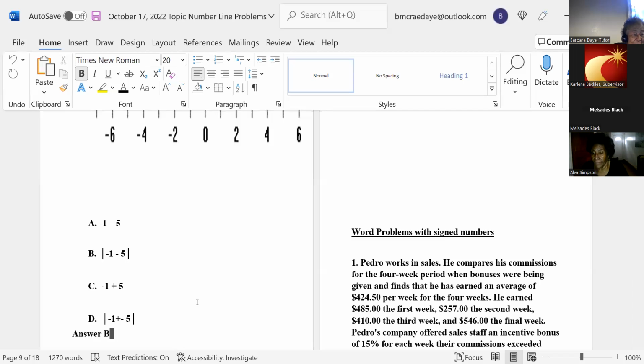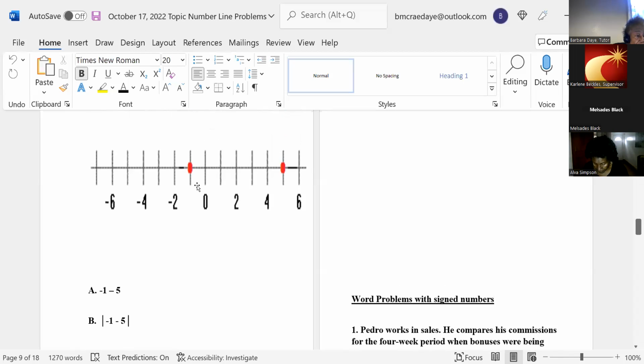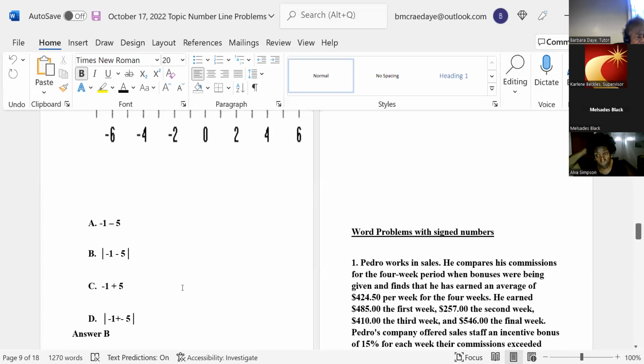Did everybody follow? First of all, you look at these 2 red dots and count your spaces: 1, 2, 3, 4, 5, 6. So you move 6 places. Now you look at your answers and say, which one of these will give me a 6? -1 and -5 give you a -6, no good. The absolute value of -1 minus 5 gives you -6, which gives you a 6. That makes that the answer. I can't believe I'm understanding the number line now. Very good.